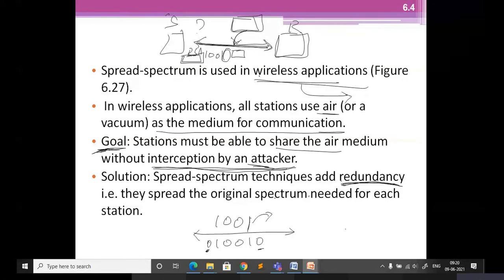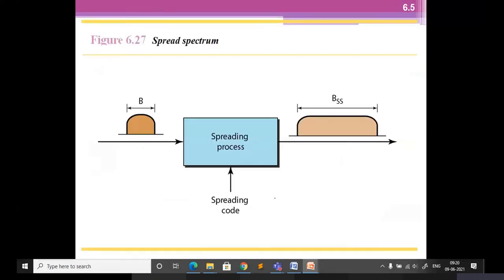This is the bandwidth of the input signal, represented with B, and the signal is passed through a particular unit or circuit. That is called the spreading process. It is going to spread this particular bandwidth. For that we have different techniques. By adding those spreading codes, it will spread the bandwidth, and whatever output I get after this process, we call the spread bandwidth.